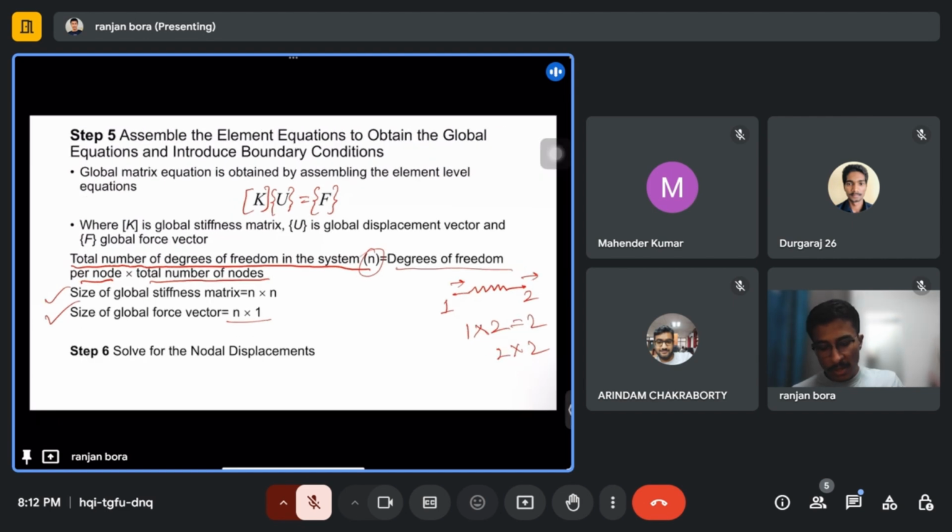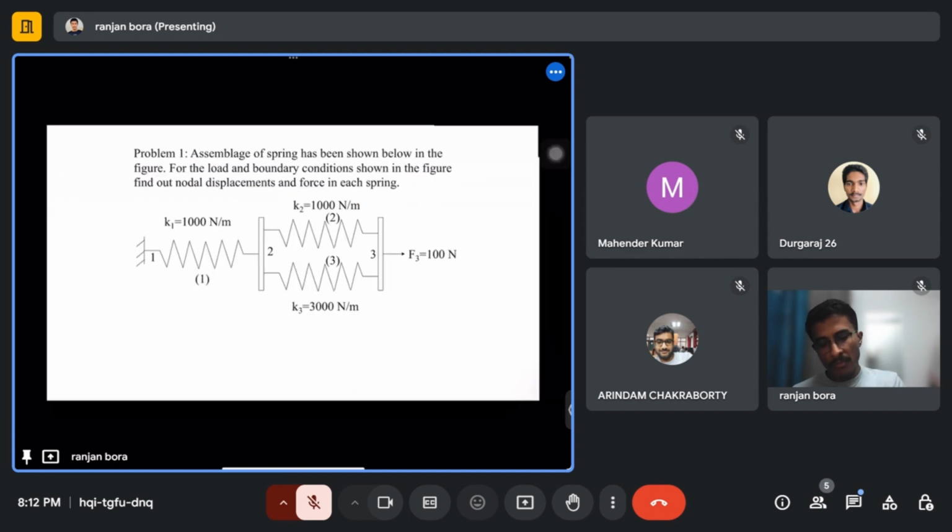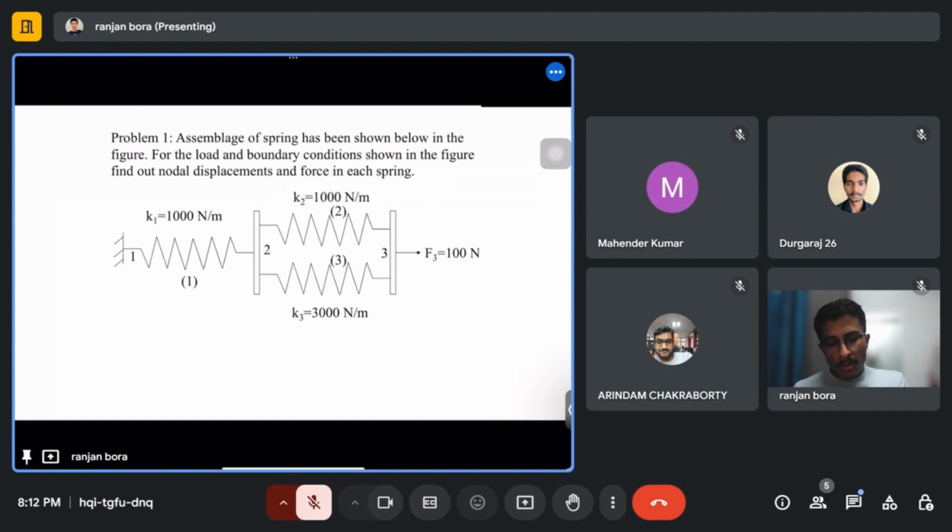Now the next step is to solve for the nodal displacements using this expression F equal to K d. In the next step we solve for the element forces. Now I will solve one problem based on the concepts which we have seen so far in the finite element method.